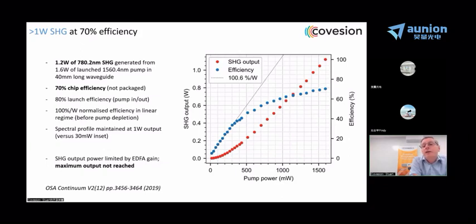I should highlight that this is a free space chip. So this is where we're free space coupling into and out of the chip. This is not a packaged result. We can measure the launch efficiency to be about 80%.